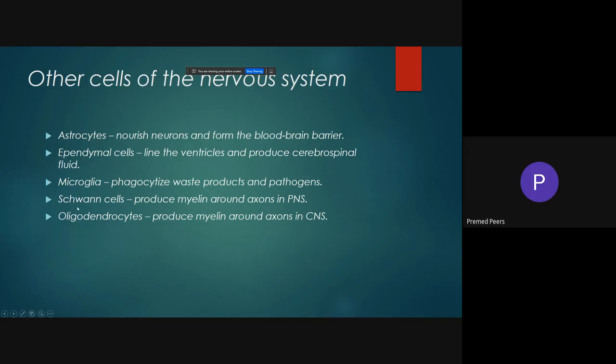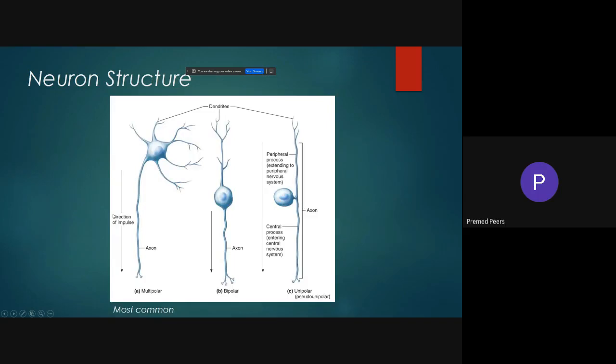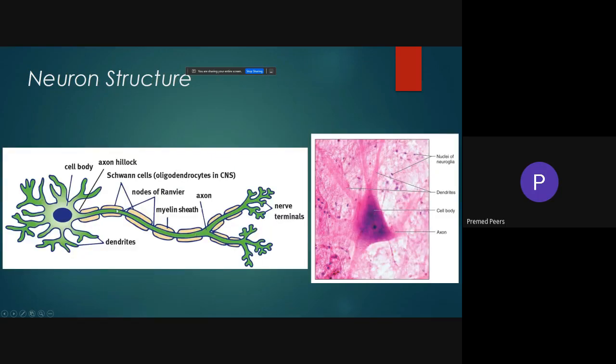And then these two are more important. Schwann cells and oligodendrocytes both produce this myelin that we saw here. The difference is Schwann cells are for the peripheral nervous system, and oligodendrocytes are for the central nervous system. And oligodendrocytes actually look different because they can wrap around multiple cells at once. You'll notice each of these is actually one Schwann cell.